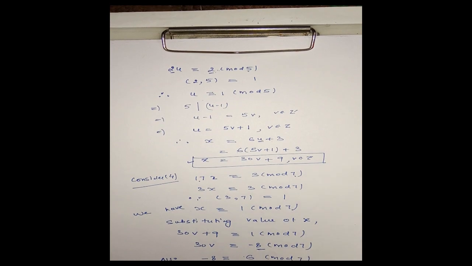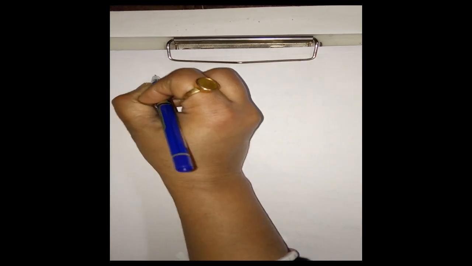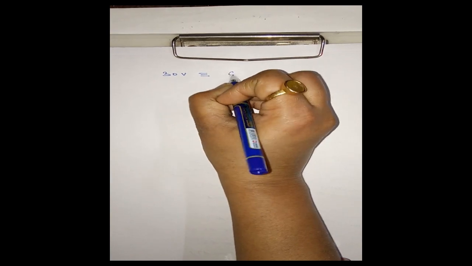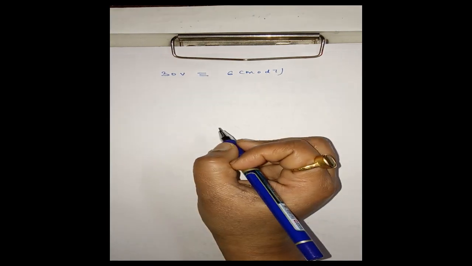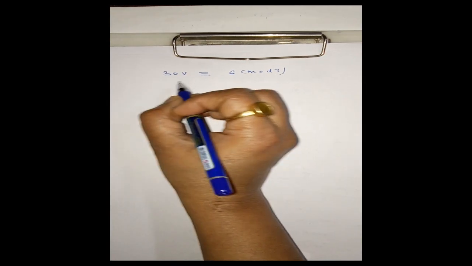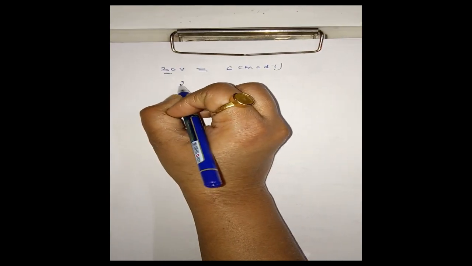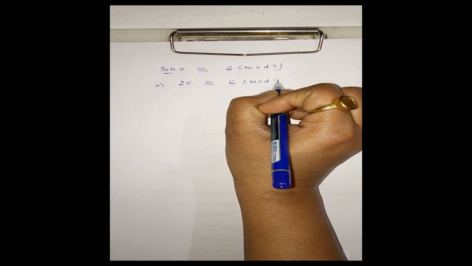Clear? Now we will again write this congruence here. We have this 30v is congruent to 6 modulo 7. Now on dividing 30 by 7, remainder will be 2. Therefore, 2v is congruent to 6 modulo 7. I can write like this.